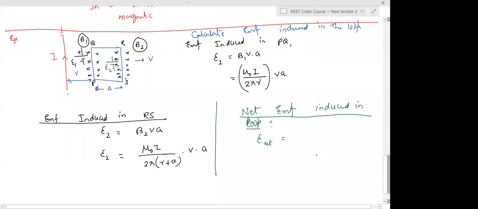E1 is greater than E2 in magnitude because E1 was nearer, so the net EMF will be in the direction of E1, and that means it has to be clockwise. We can also decide this by Lenz law, because the loop is going away. As it is going away, the flux will be decreasing. If flux is decreasing, then the induced current has to increase it, so it will produce a magnetic field in the same direction as the external one.